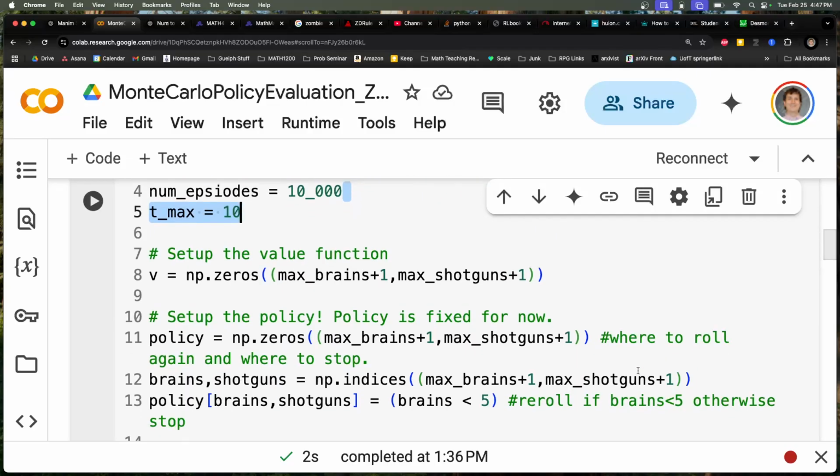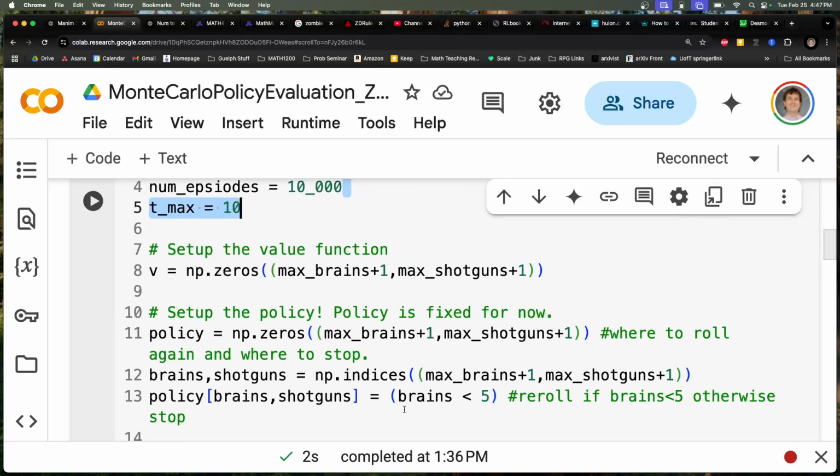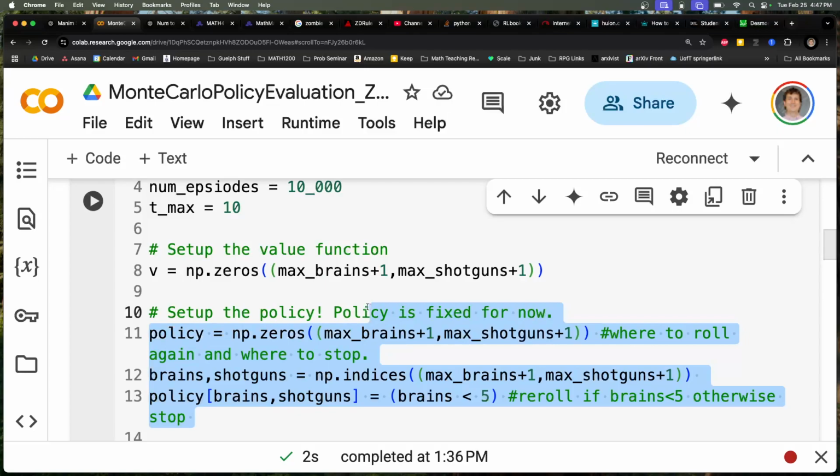And we start out with some policy. So here I wrote down a policy, which is a very simple policy. The policy tells you in any given state, should you roll again or not. So the policy is just one of two values, either roll or don't. Of course, you guys have seen an example now where the policy can be more complicated if there are many actions. But here there's only two things. And I made the policy, if you have a number of brains and a number of shotguns, if the brains is less than 5, you re-roll, otherwise you stop. So that's the policy that I'm going to try to do.